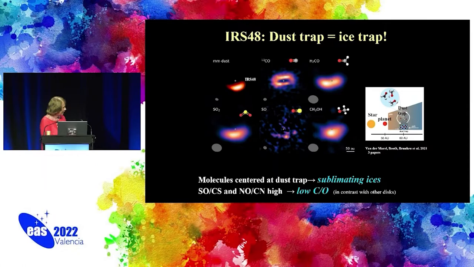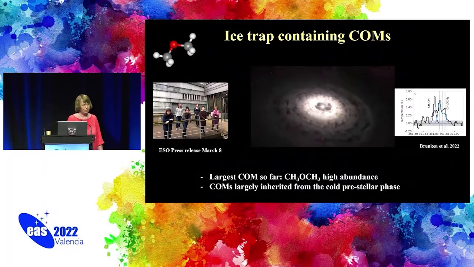By luck, we have two ratios where you can either cross out the S or cross out the N, and you have O over C, and you find that this is a high O over C, or a low C over O, which is exactly what you expect for sublimating ices. So in contrast with other disks, this is really a case where we are seeing the sublimating ices. So this is a very nice laboratory, and more work is going on.